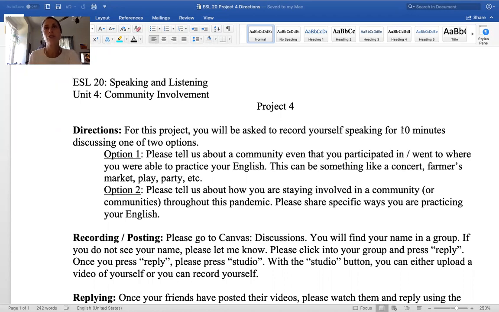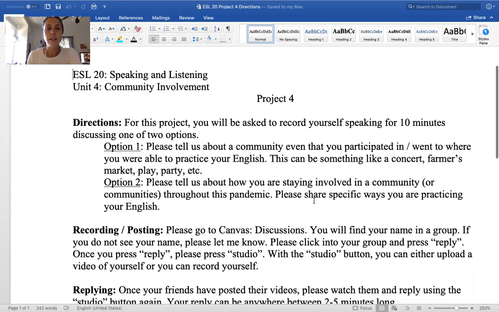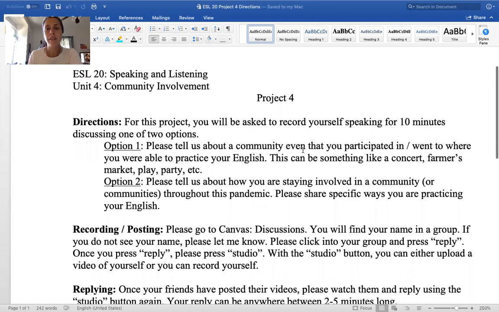Okay, so you can show us photos, you can show us examples, you can just talk to us. Okay, so create an outline for yourself maybe before you start recording so you can hit that 10-minute mark. So there are 2 options here. So option 1, please tell us about a community event that you participated in or went to where you were able to practice your English. This can be something like a concert, a farmer's market, a play, a party, anything.